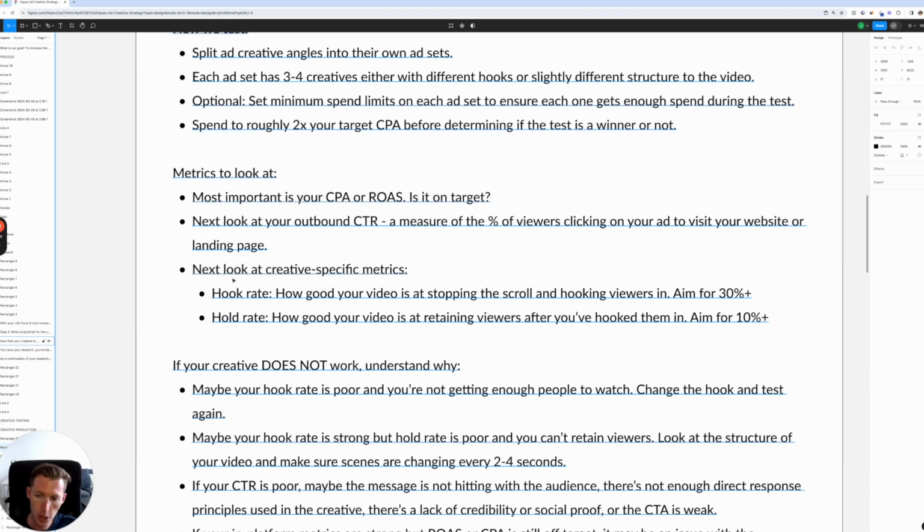And after that, you also want to look at creative specific metrics. Two of those here are hook rate, which is how good your video is at stopping the scroll and hooking viewers in. You want to aim for at least 30% here. And hold rate is how good your video is at retaining viewers after you've hooked them in. You want to aim for about 10% here. Usually anywhere around 10%, even if it's like 7, 8, is still pretty good.